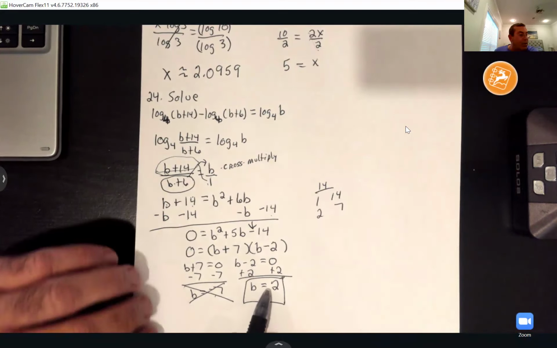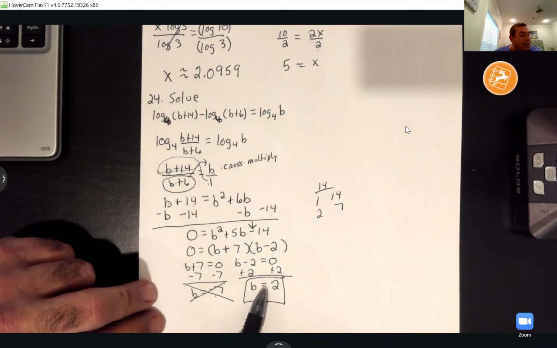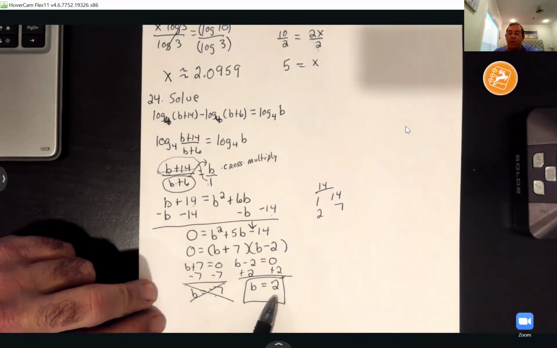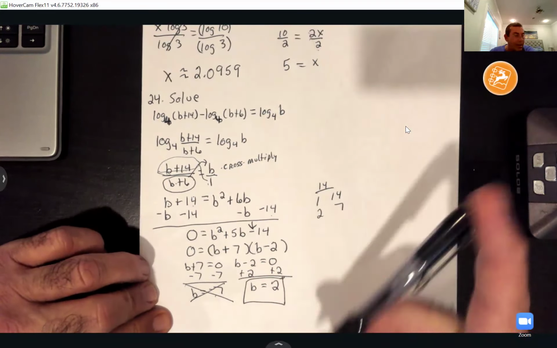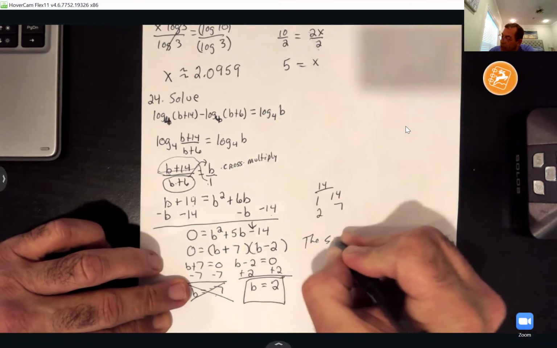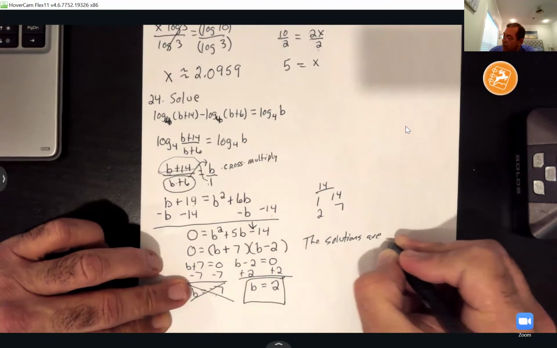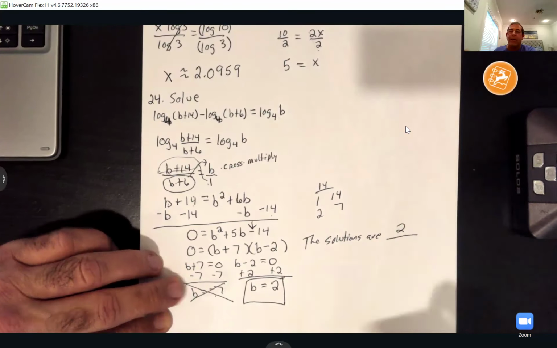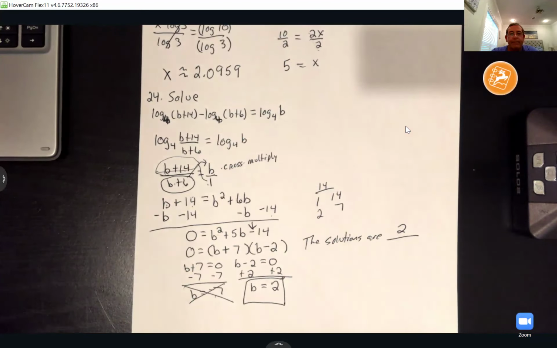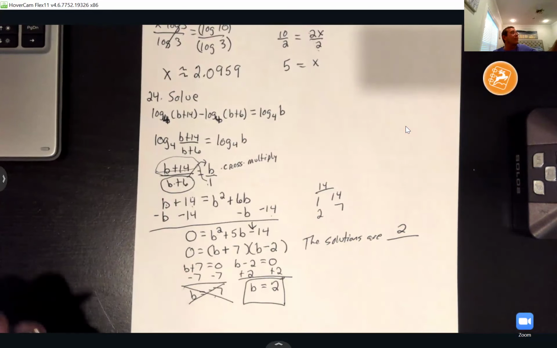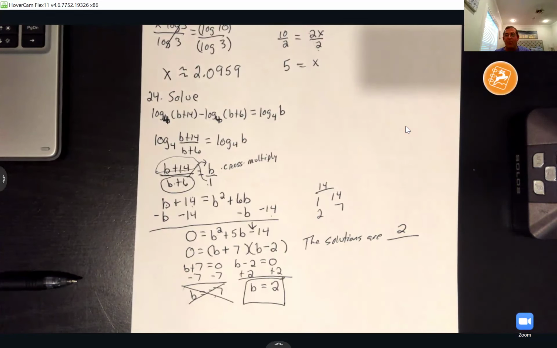Now this one, you won't put the B equals in it. It just says the solutions are. So they're going to say the solutions are. All you're putting in is your 2, okay? All right, so I'll give y'all a second to write that, and then we got number 25 coming up.